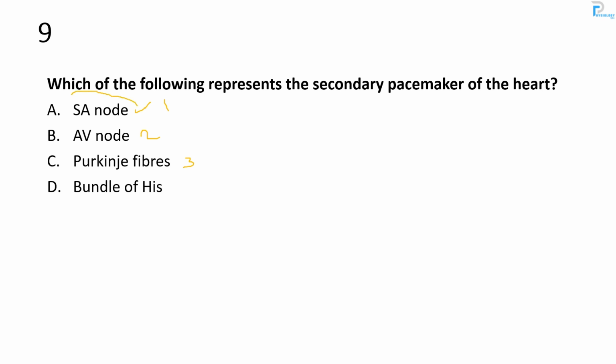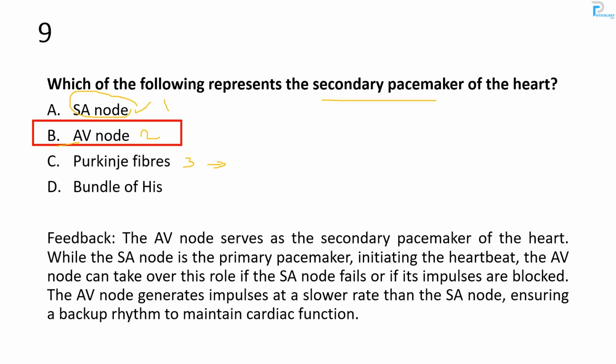So if any problem happens with the SA node, then the AV node will take over and becomes the pacemaker of the heart. And in that case, we call it the secondary pacemaker. If the AV node is damaged, in that case, the Purkinje fibers will take over. But the rate of impulse discharge in Purkinje fibers is quite slow, and is incompatible with life. So here we are asking about the secondary. So the secondary pacemaker is the AV node. That is the second highest rate of impulse discharge in the heart.